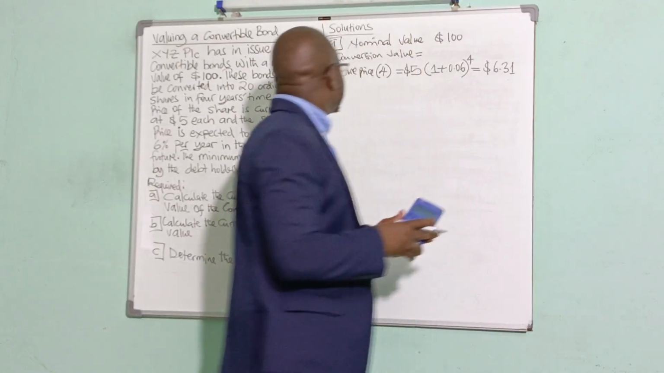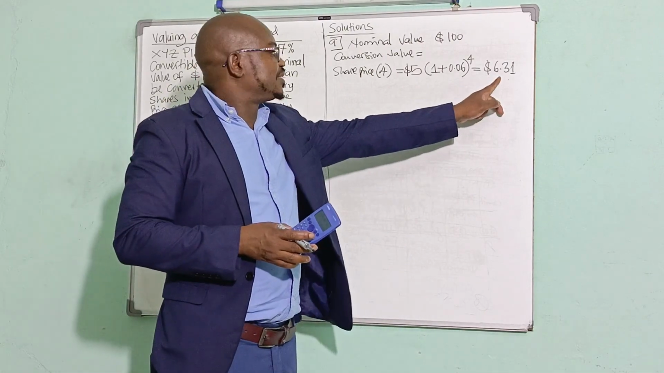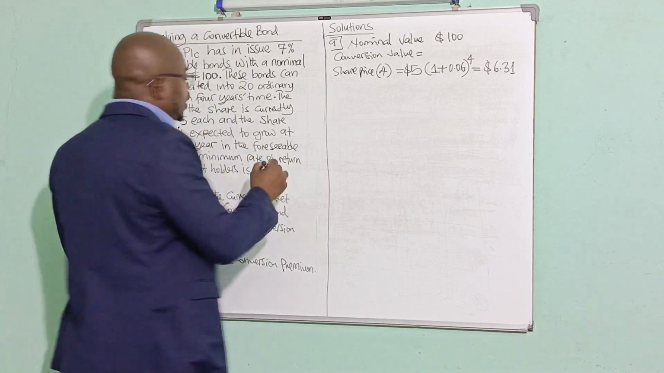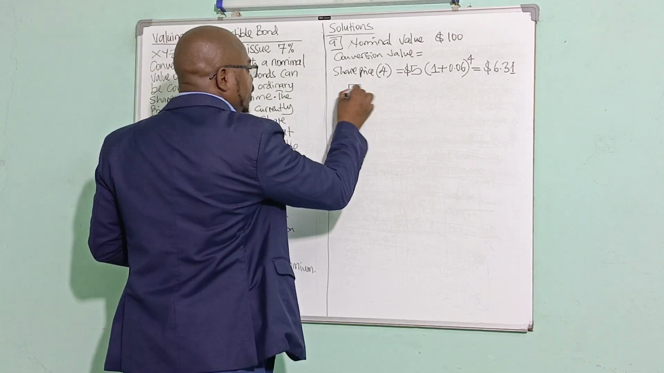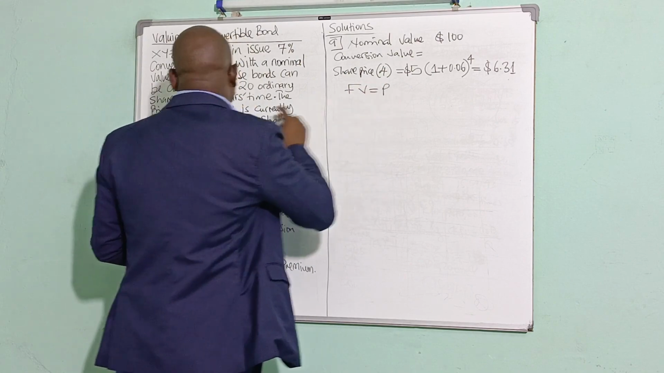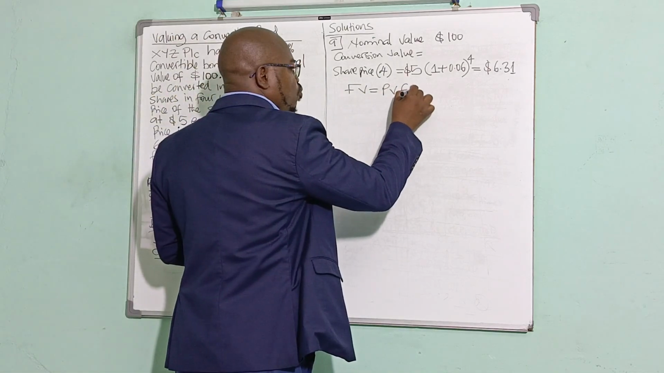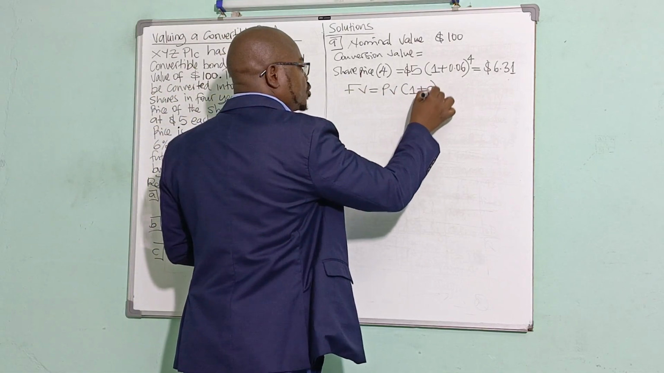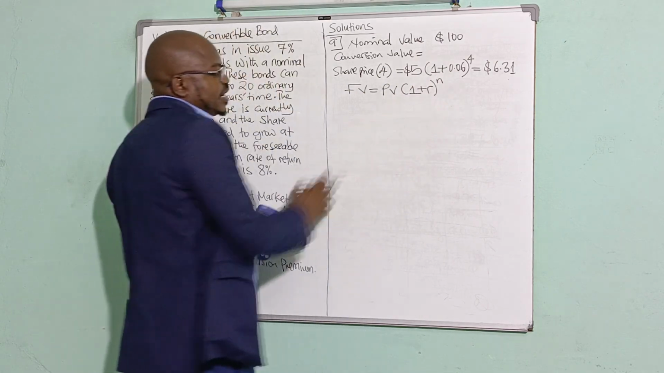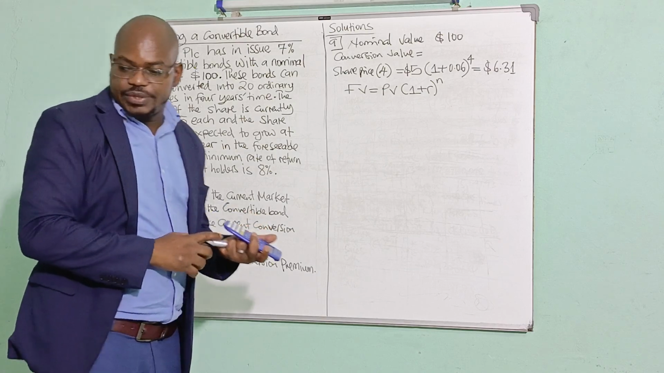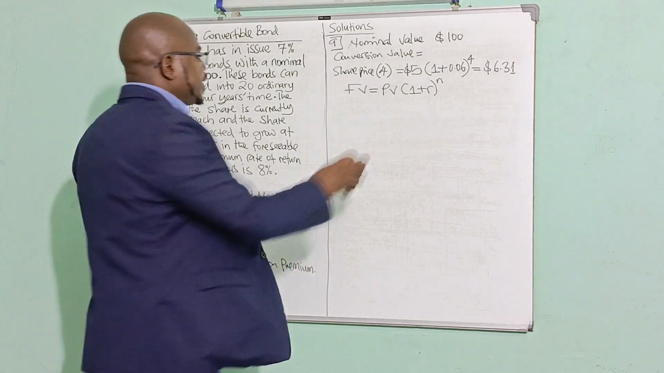This is the share price in 4 years time. Now what I've just done is a simple time value of money. I'm just finding the future value of the present value, which is the present share price, present value times 1 plus R raised to the power n. This is how we find the future value. Alright? Okay, so now this is what I've basically done here.